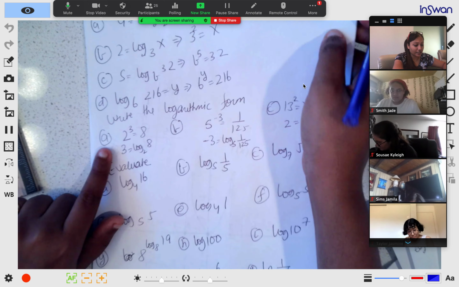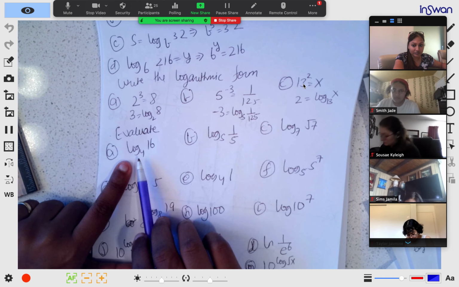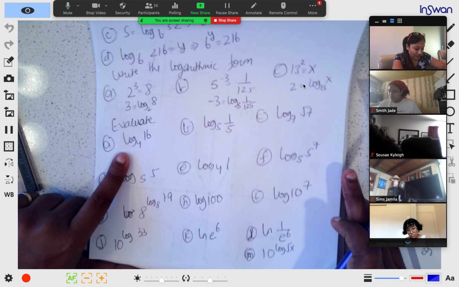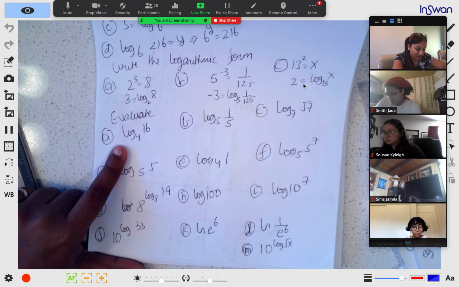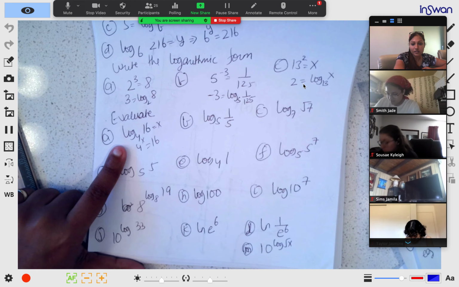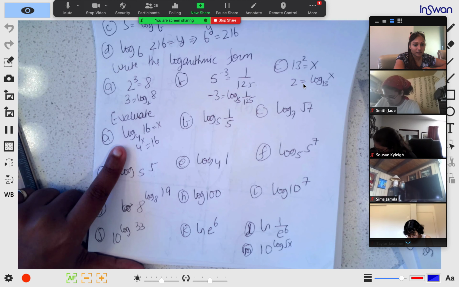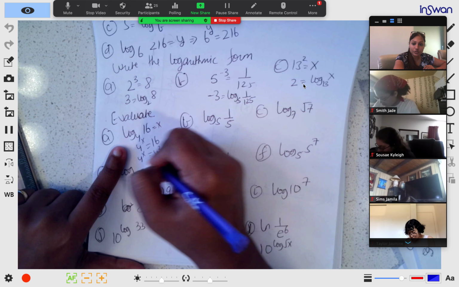What did you get here? Which one are we on? Sorry, I can't see. It's kind of laggy right now. Oh, A for evaluate. Yes. I got 4x equals 16, and then x is equal to... Solve and tell me what you get your x as. Oh, x equals 2. Because 16 you can write as 2 to the power, and then x is equal to 2. Really good.